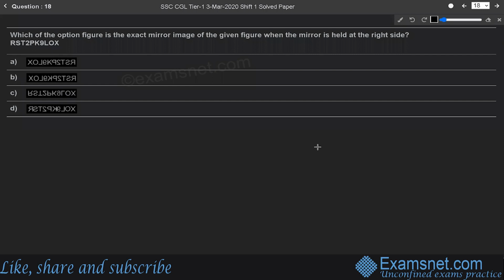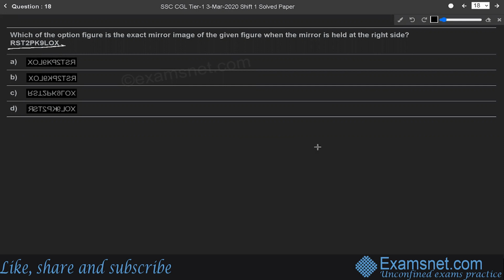Next question is, which of the option figures is the exact mirror image of the given figure when the mirror is held at the right side? And the given figure is RST2PK9LOX. Do you know what a mirror image is? A mirror image is basically a reflected image, and it is a duplication of an object that appears almost identical, which means the same, but it is reversed. So here we have to find the mirror image of this given figure.